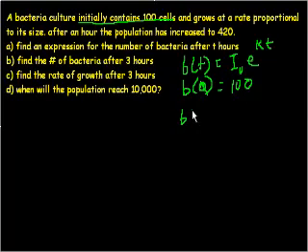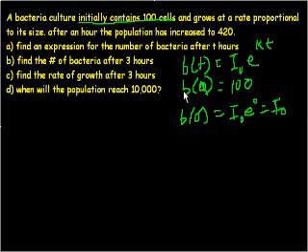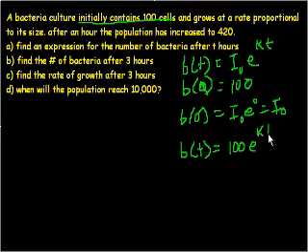Let me do that actually. B of 0 is also equal to I naught times e to the k times 0, and e to the 0 is 1, so B of 0 is I naught. The bacteria at time 0 is 100, so I naught must be equal to 100. Okay, so we're making some progress. We know that the bacteria as a function of time is equal to 100 times e to the kt. Now, if we just knew k, then we would have done part A, find an expression for the number of bacteria after t hours.